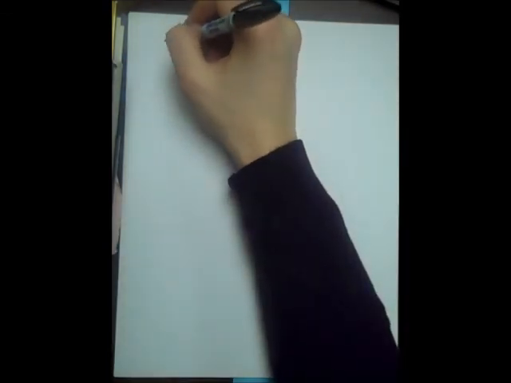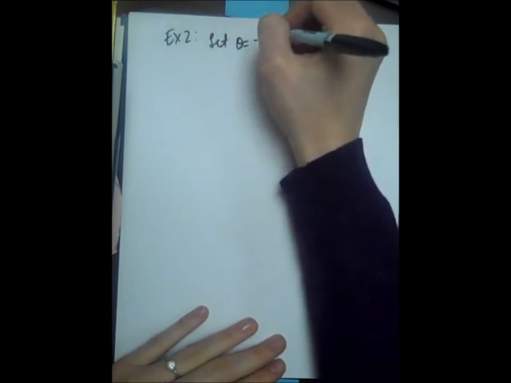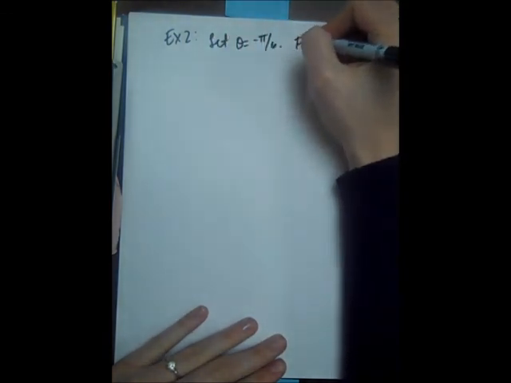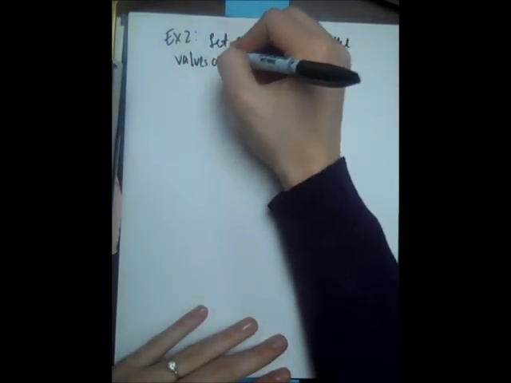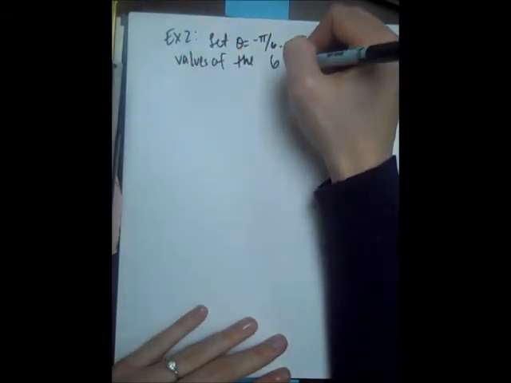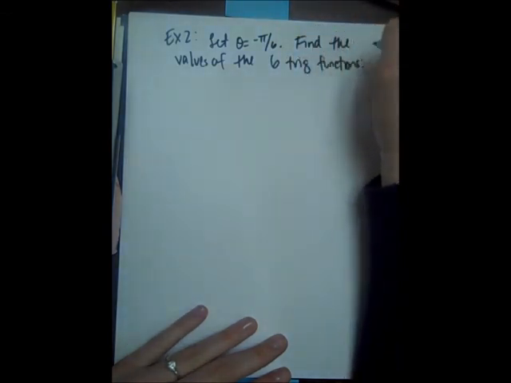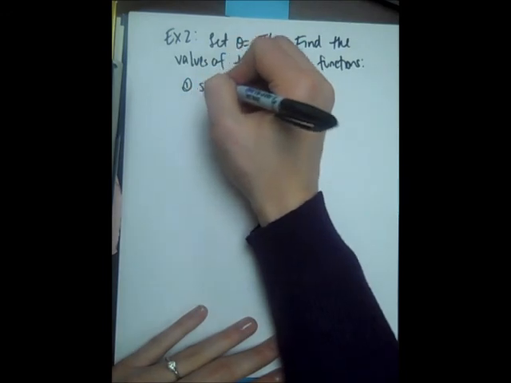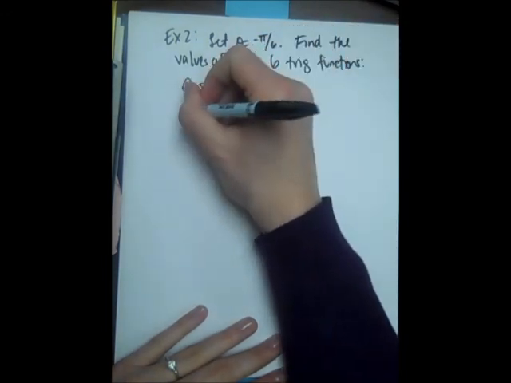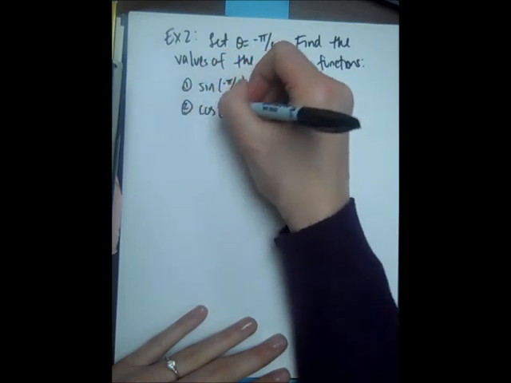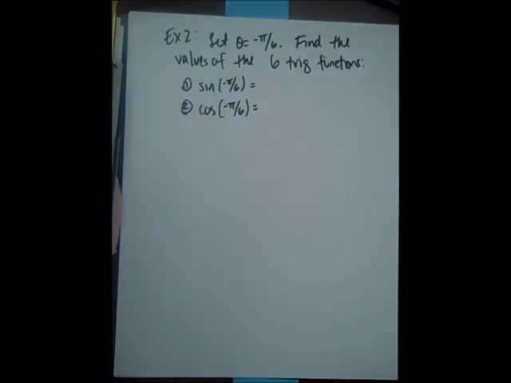So this is example 2. This time, let theta be negative pi over 6, and let's find the values of the 6 trig functions. First one I'm going to do is sine, so sine of negative pi over 6, and also cosine of negative pi over 6. I'm going to do those together since they're both coming from the unit circle.